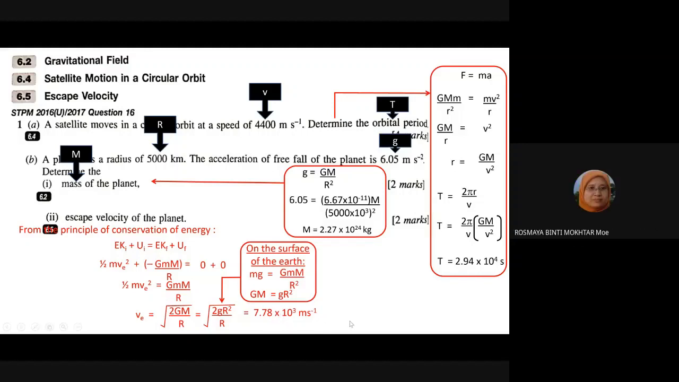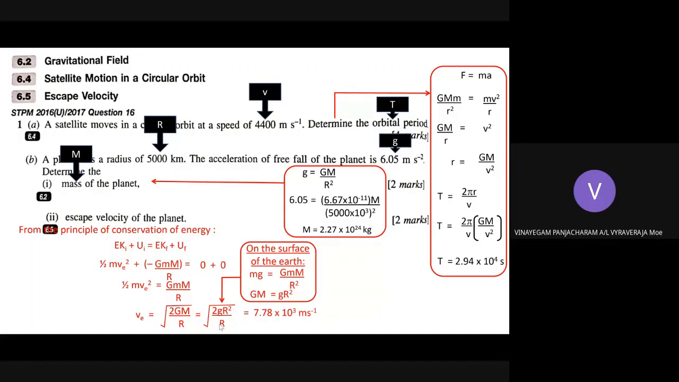Teacher, we already found M from B1. If I want to use M from B1, is that okay? Yes, you can also use either of the two formulas here, either this one or this one. This one also comes from the G, right? This G 6.05. So it's okay. Any more problems?